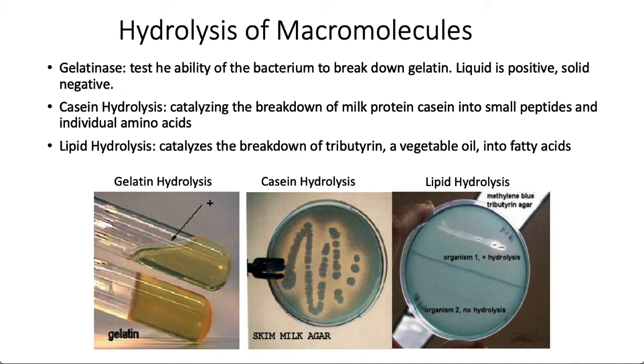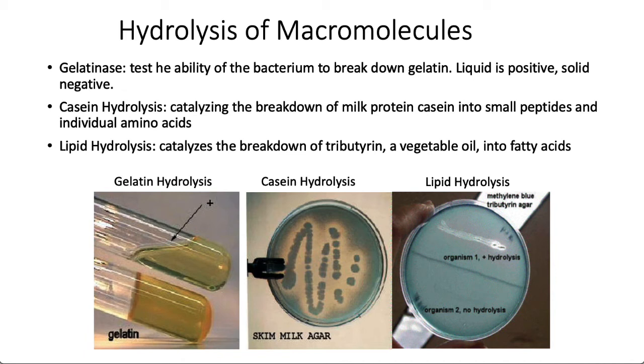And finally, you can also look at the degradation of lipids. So on the right-hand side, you have the methylene blue tributyrin agar. So this is an oil, and again, a positive one. As you can see in the upper panel, it will be able to degrade that lipid, which means that you will have a clearing around it.